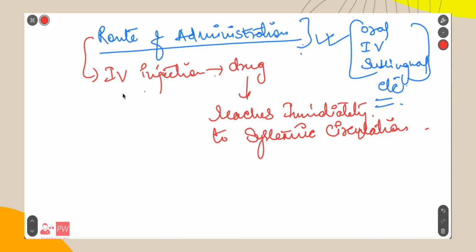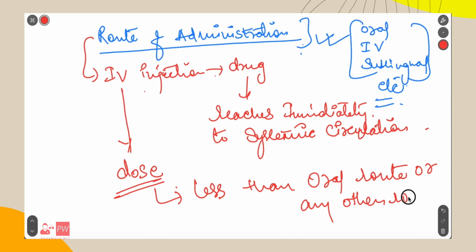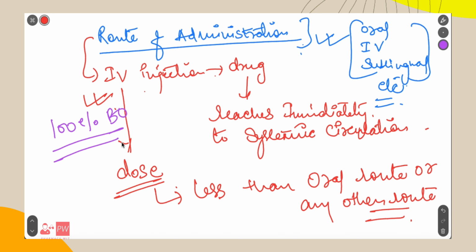Hence, the dose to be given by IV injection should be less as compared to the oral route or any other route, because all the drug in IV injection reaches the systemic circulation. That's why it has 100% bioavailability.